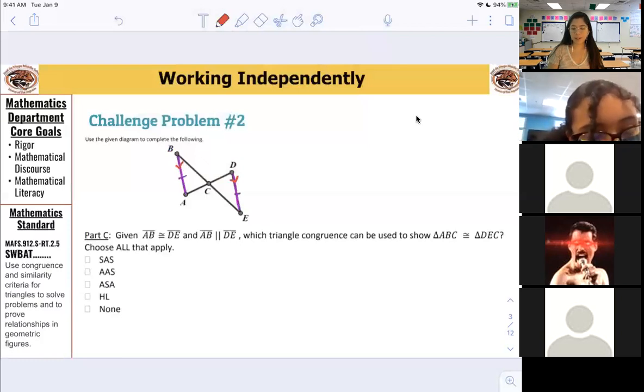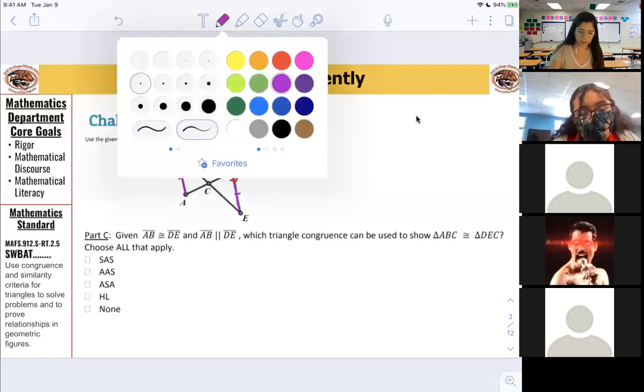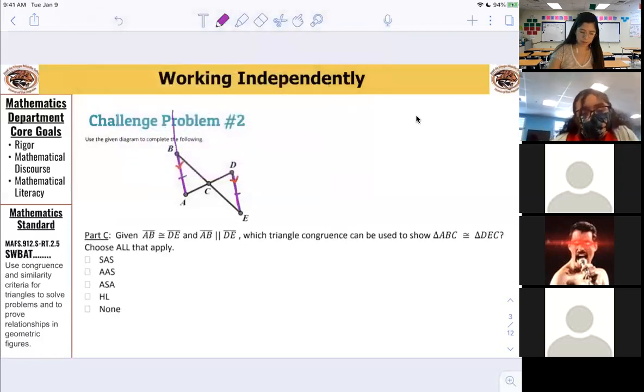Think about why they're telling you that they're parallel. That's an important point. Transversal? Would B, C, E be the transversal? Yeah, so if these two lines are parallel to each other, let me extend them a little bit. If those are parallel, then what is one transversal that's passing through? BE and AD. There's one.